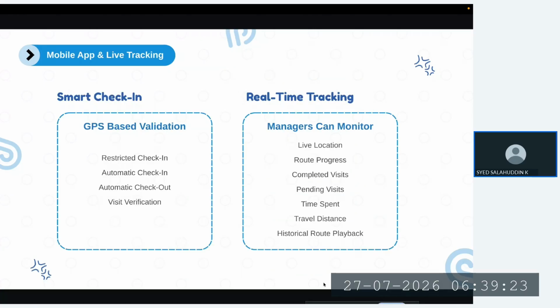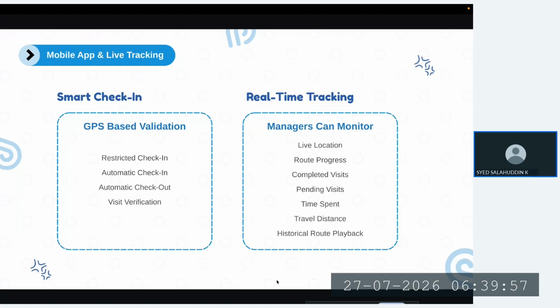Let's look at one of the features that managers appreciate the most: smart check-in and checkout and the live tracking feature. One common concern in field operations is ensuring that customer visits are genuine or not, right? Route IQ addresses this, and through GPS-based validation, the representatives can be restricted from checking in unless they are actually within the permitted distance of the customer location. This creates greater accountability and improves the accuracy of field activity records.